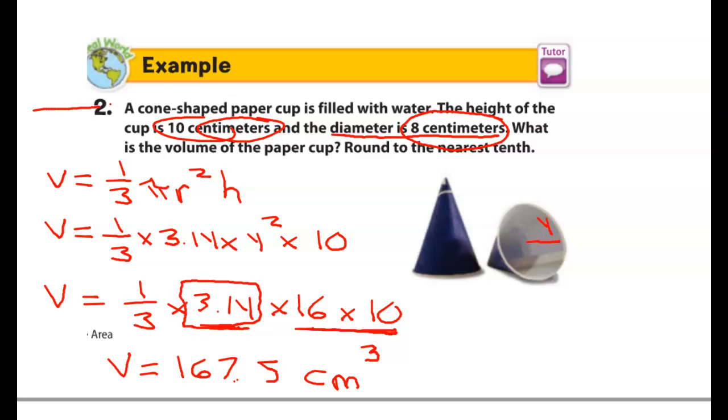And if you have a pi key on the calculator, just use that. So you would hit the pi key right there, then you would do times 16, and then times 10, and then you can divide that by 3. Now, if you don't have the pi key, you're going to use 3.14, okay?